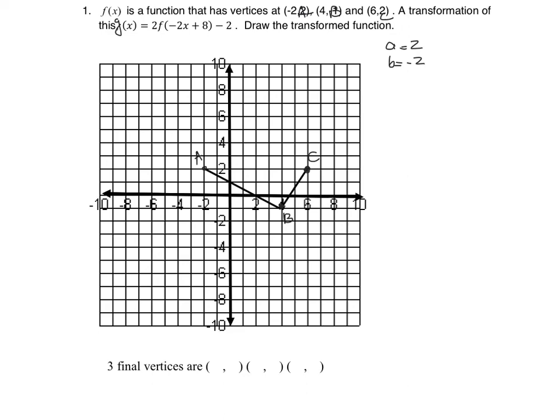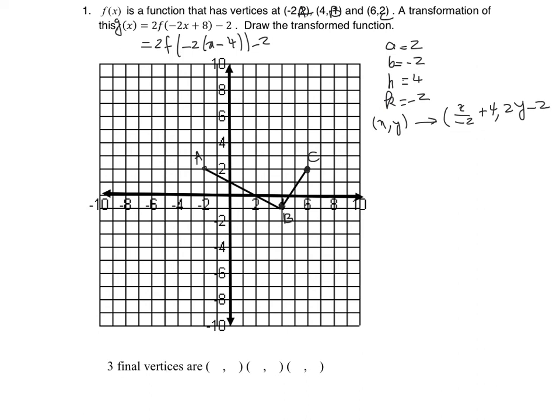The reason is that I can simplify g of x as 2f of negative 2x minus 4 minus 2. So I can write that h is 4 and k is equal to negative 2. So this means my mapping notation becomes (x, y) goes to (x over b, which is x over negative 2 plus h, and ay plus k, which is negative 2).